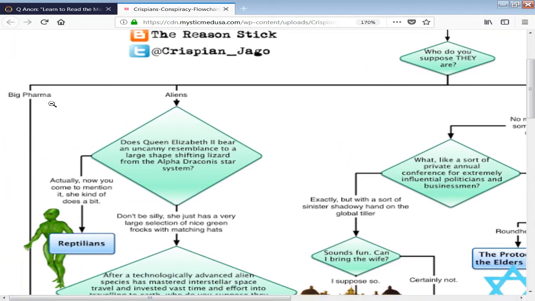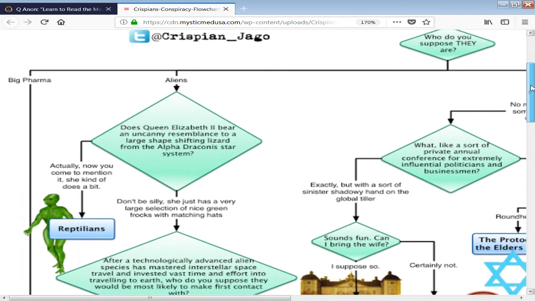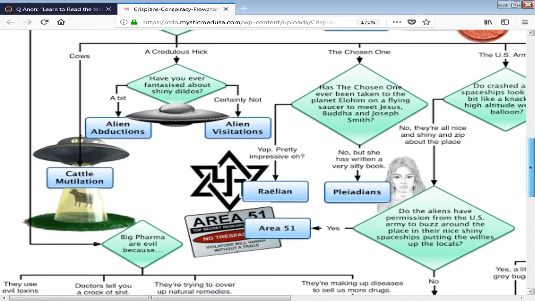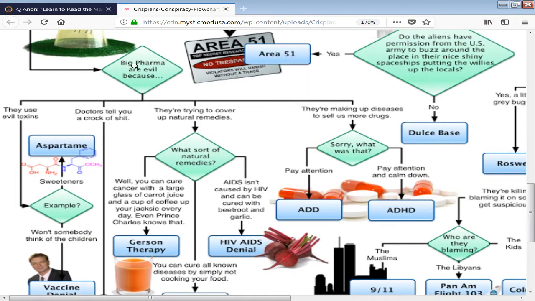Let's try Big Pharma. So let's go all the way over here and say, no, it's Big Pharma running everything. Everything's run by Big Pharma. If we follow that line all the way down here, it'll say Big Pharma are evil because, and it gives us four possible choices. They use toxins. Doctors tell you a crock of shit. They're trying to cover up natural remedies. They're making up diseases to sell more drugs. Let's try, they use evil toxins.